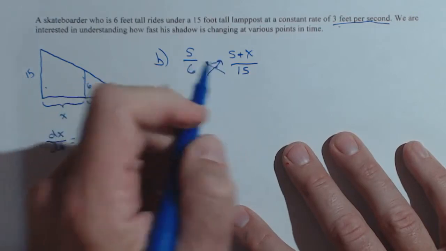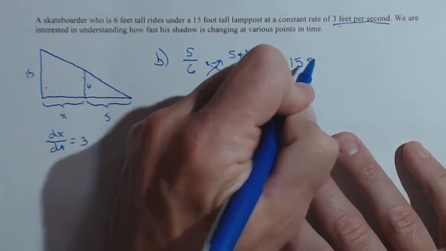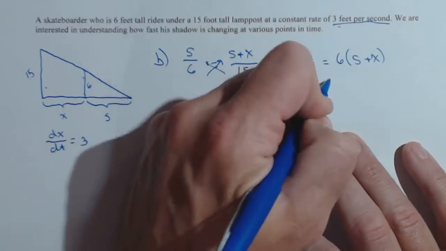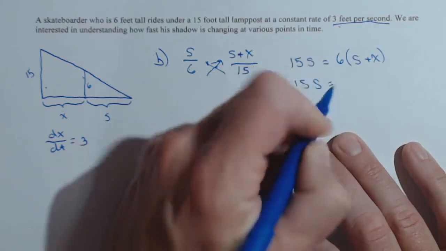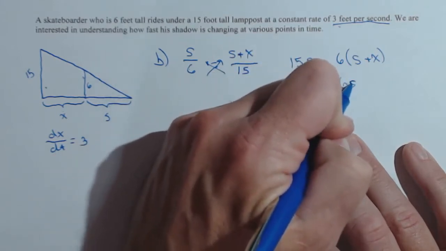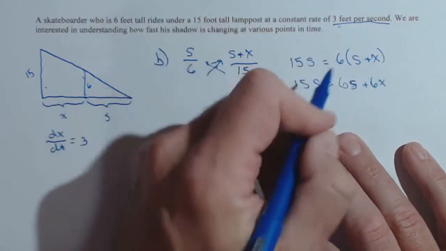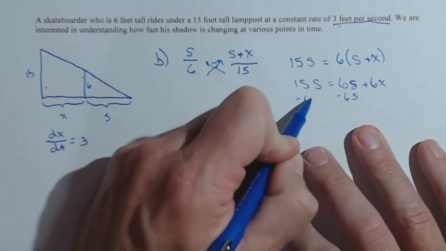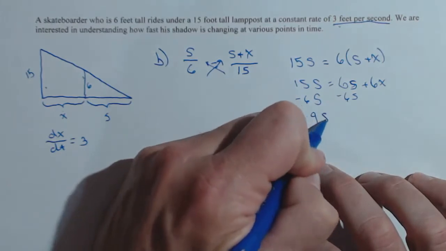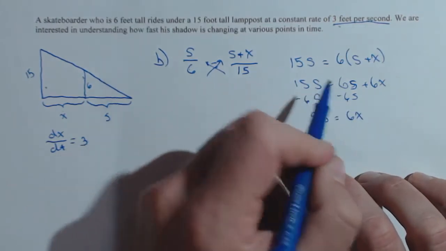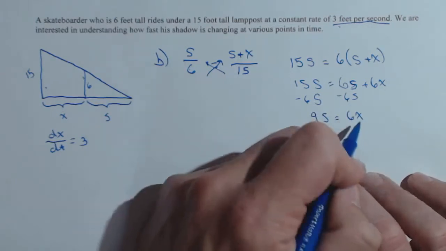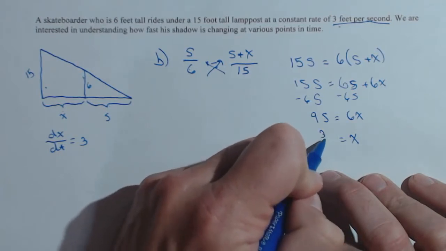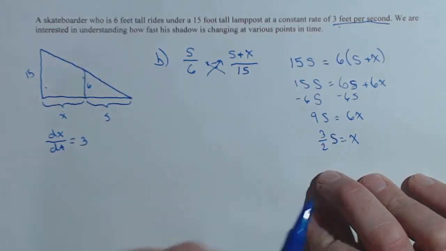Let's whittle this down to get a little bit cleaner relationship. So I'm going to go ahead and cross multiply here, and I get 15s equals 6 times (s plus x), which means 15s equals 6s plus 6x, and now we'll subtract the 6s off of each side, and we get 9s equals 6x. And if we wanted to solve it for one variable or the other, maybe we'll solve it for x. We divide both sides by 6. We'll get x equals 9/6 s, or I'm just going to reduce the fraction, 3/2 s.